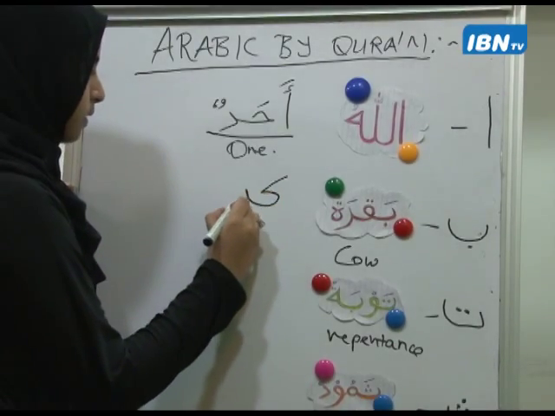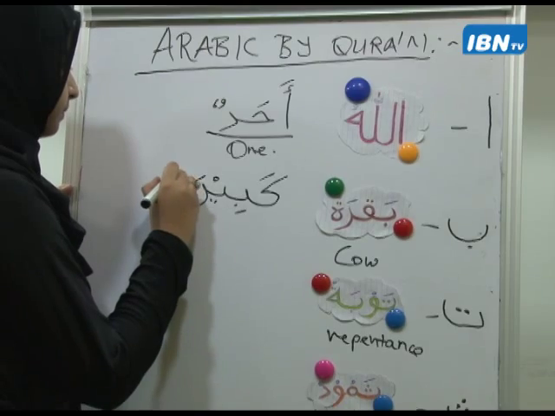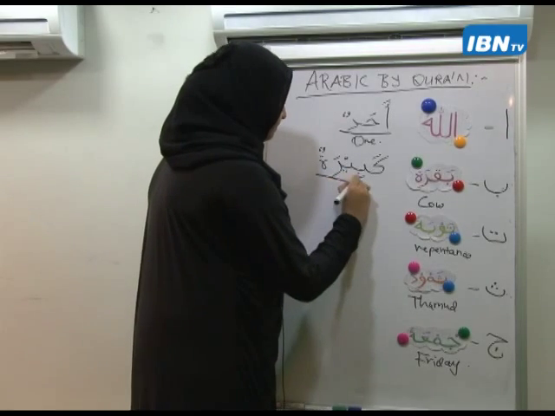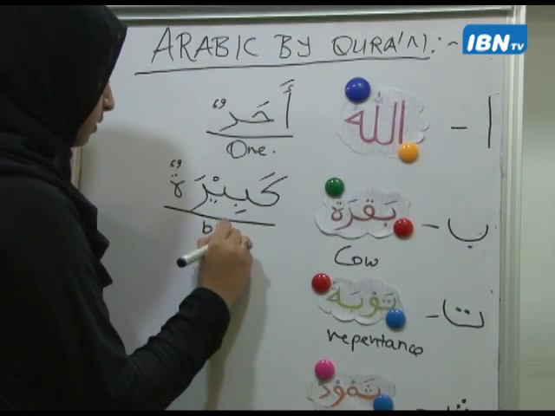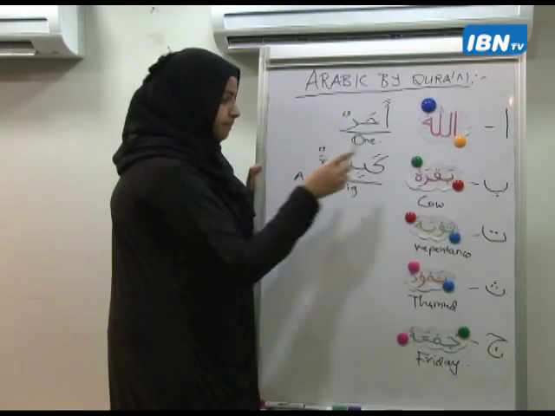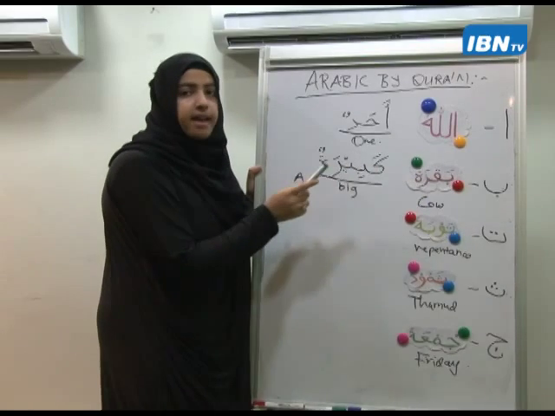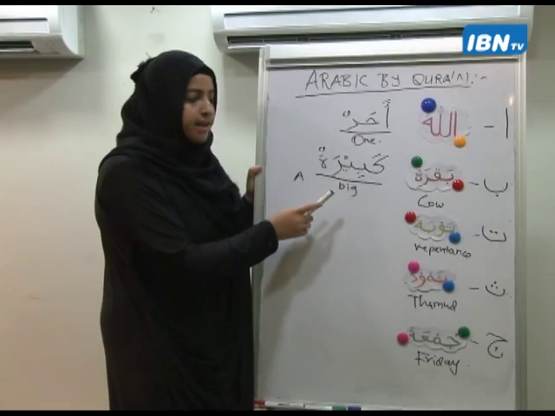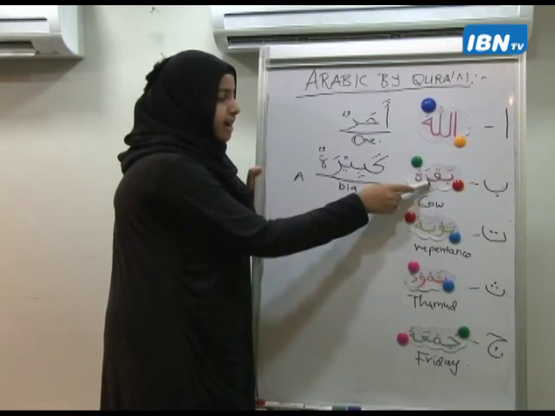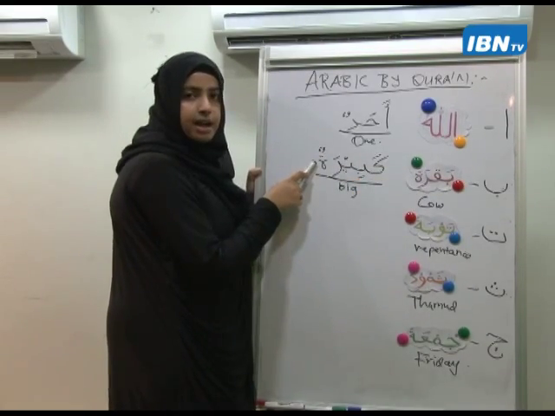Right? So baqaratun kabiratun. And what did we say kabiratun means? Big. Therefore, it means a big cow. Baqaratun kabiratun. We said we start with the noun followed by the adjective. Noun followed by the adjective. Not like in English where you have adjective and noun. So we always say noun and adjective. Baqaratun kabiratun. Feminine noun, feminine adjective.